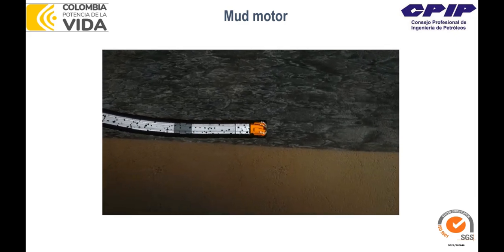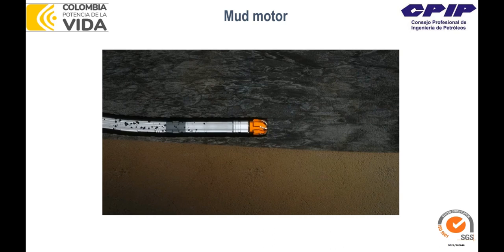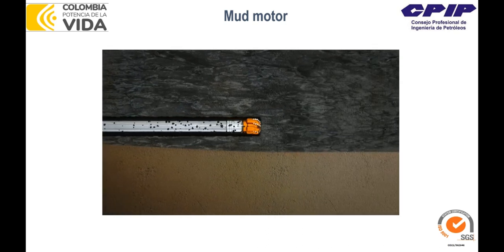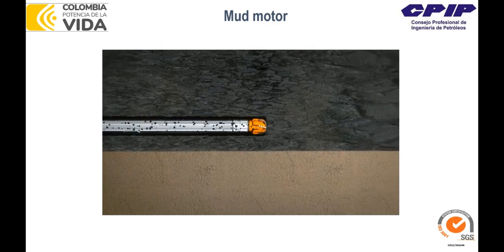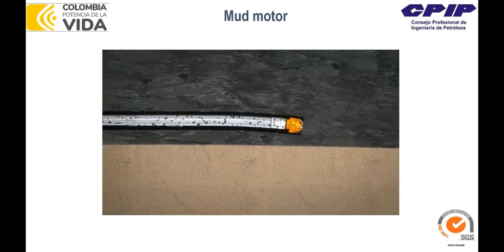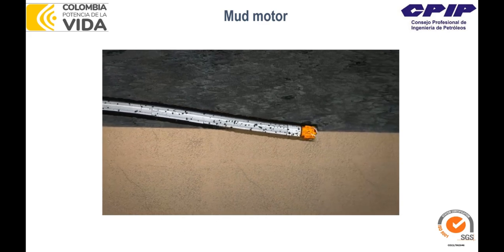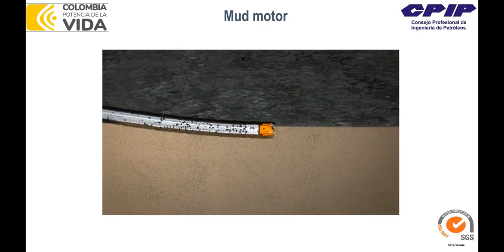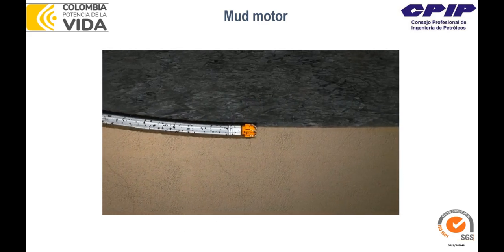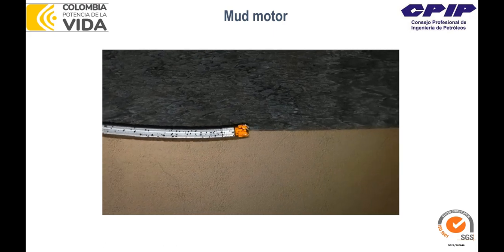In the lateral, a steerable motor with a lower degree of bend is run into the hole. Rotating the drill string allows the bit to drill straight ahead. If you end up drilling off course, entering slide mode helps you correct the drilling trajectory and get back on target.